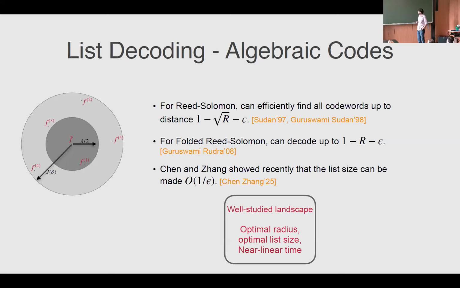So this is a fairly well-studied landscape. We have optimal radius, optimal list size, near linear time algorithms. We saw a glimpse into all of this in the last 2 talks.